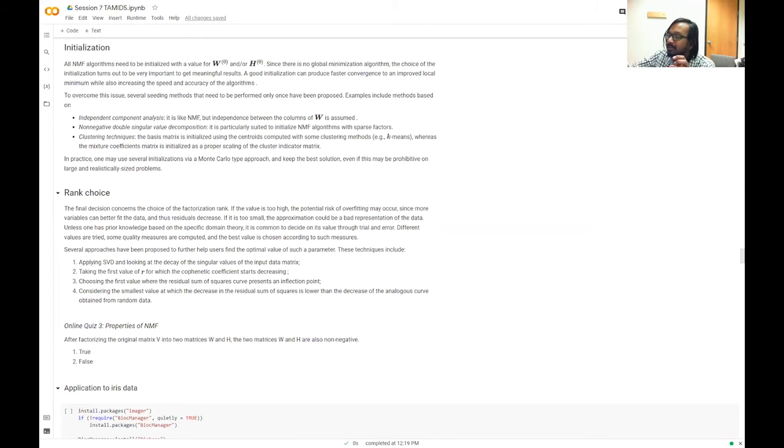Of course, as you keep increasing R, your approximation error is always going to decrease. So you can use an elbow method or an inflection point to see the point beyond which you are increasing R, but the reduction in approximation error is not significant enough. So it's like the elbow method that we have talked about earlier.